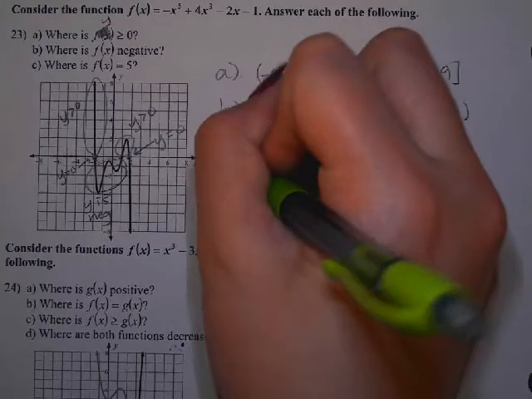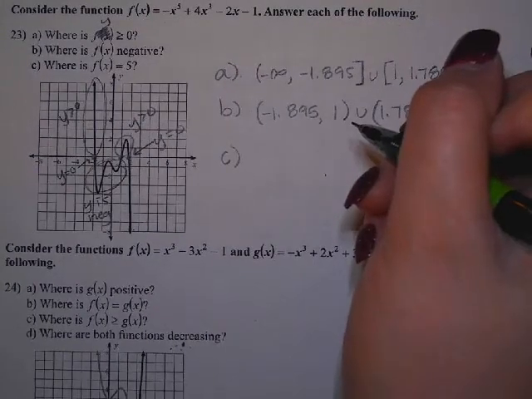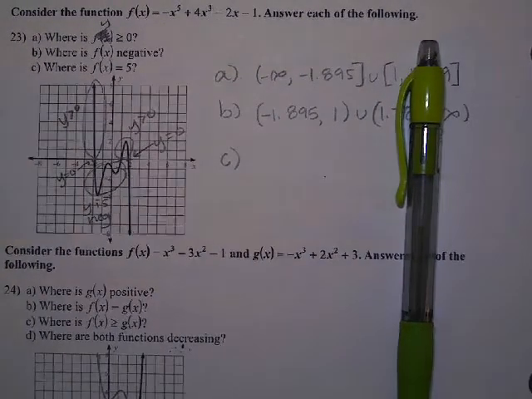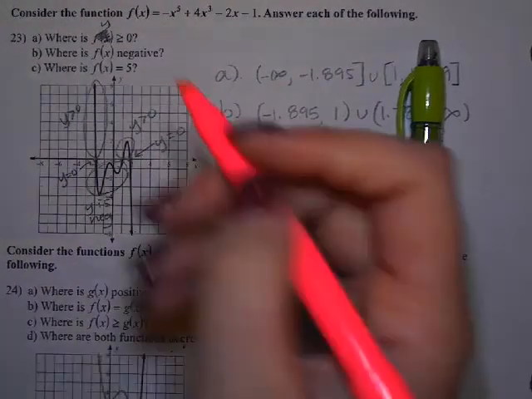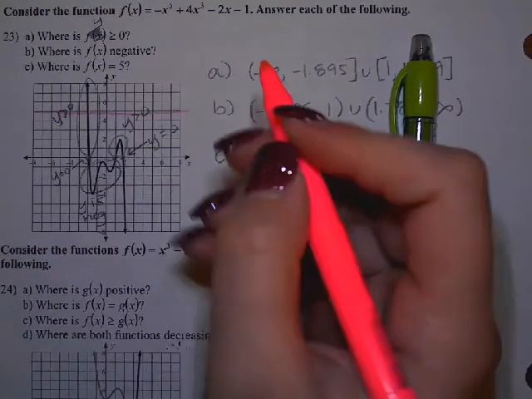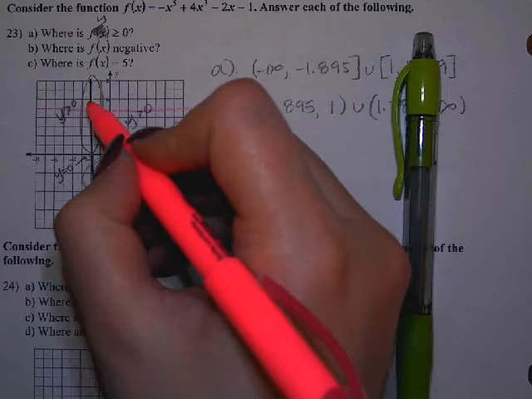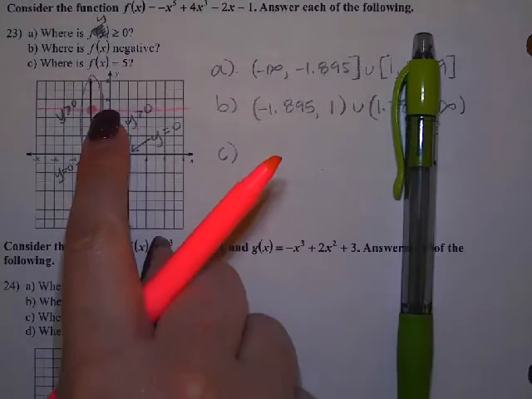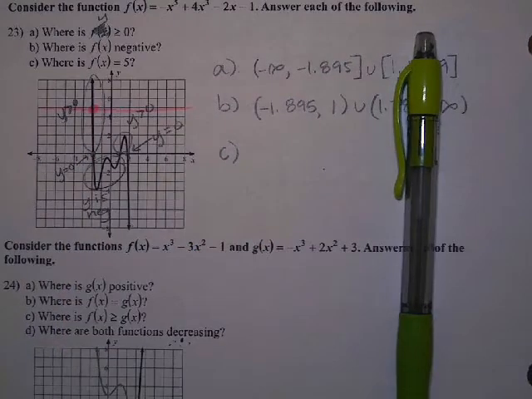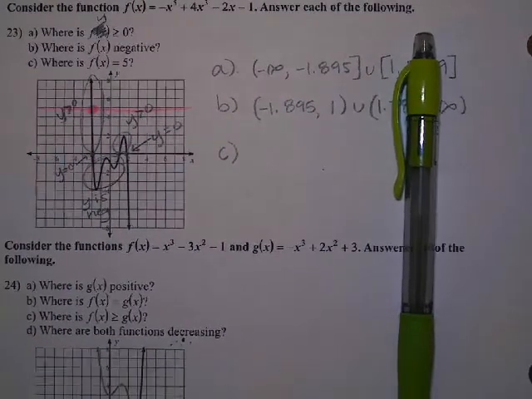Okay, next it says where is f of x equal to 5? So what I'm going to do is look at this, and this is where we have a y value of 5, right? It crosses the graph right here, so I need to know what that point is, where we have a y value of 5. How can I do that on my calculator?